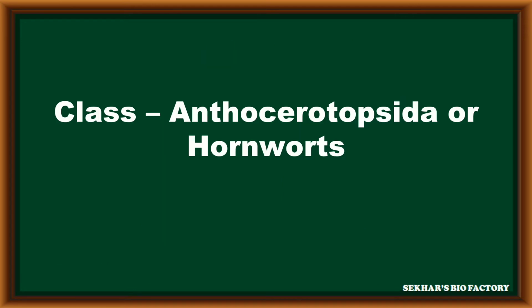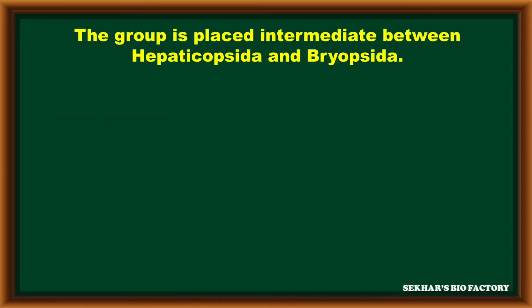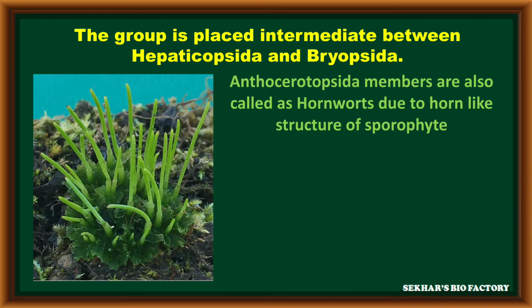In this video, I am going to explain the general characters of class Anthocerotopsida or hornworts. Anthocerotopsida is a group placed in between Hepaticopsida and Bryopsida. The Anthocerotopsida members are also called hornworts due to having a horn-like structure of the sporophyte.